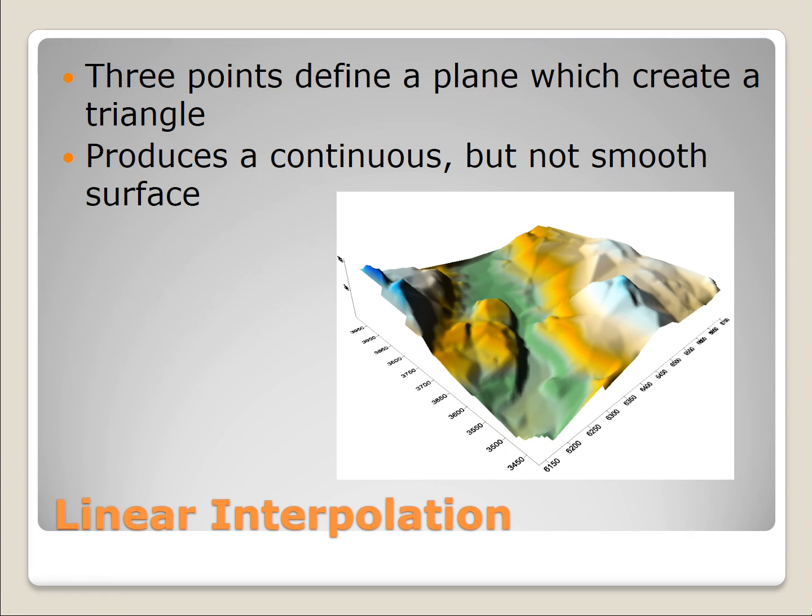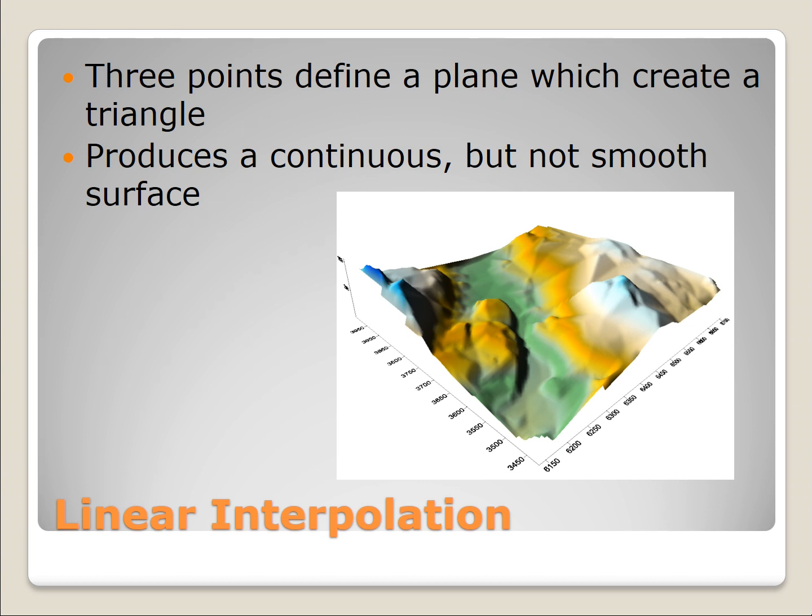So that's nearest neighbor. It's really fast, easy. Again, you take the elevation of the closest point and assign it to that point that you don't know. This one's a little bit more complicated. So we're going to take our gridded data and we are going to divide it into two triangles.